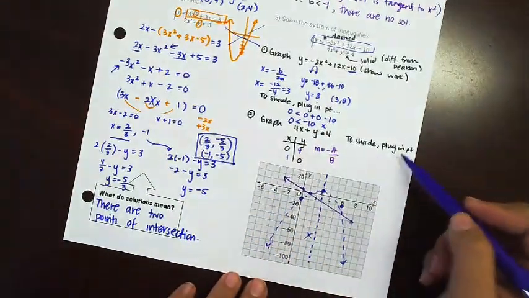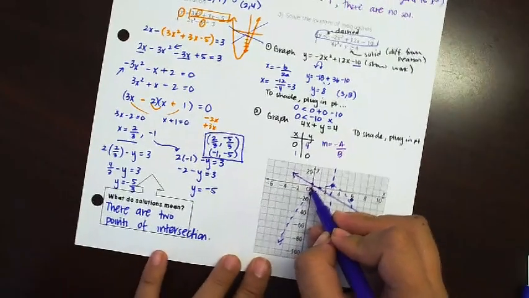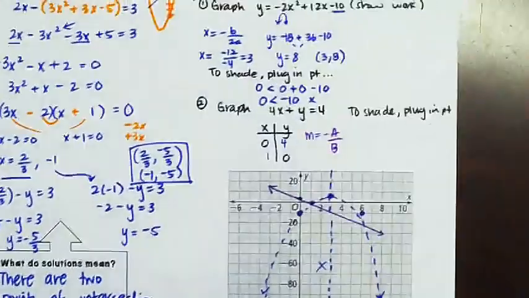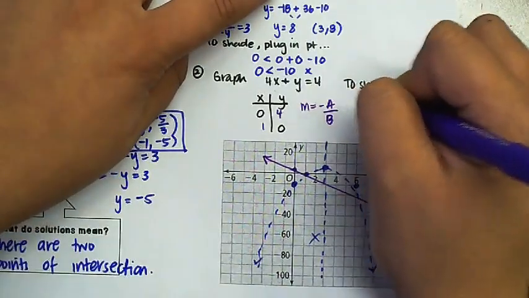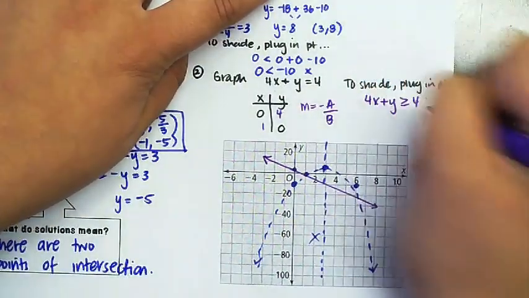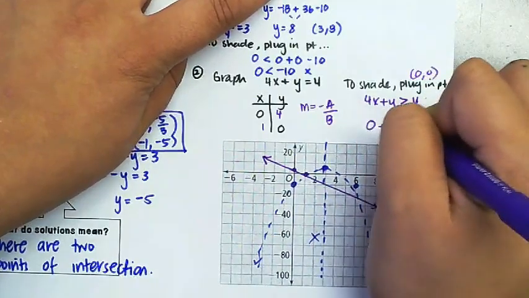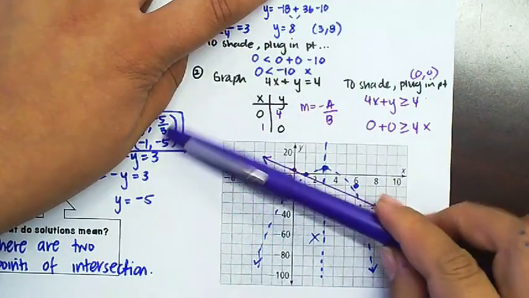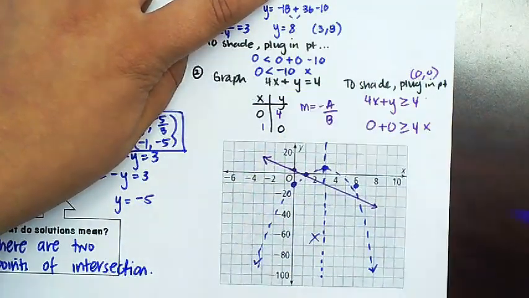Now I need to shade. So to shade, I plug in a point. I also like to plug in (0, 0), which happens to be below the line. If I plug (0, 0) into the original, 4x plus y is greater than or equal to 4, that gives me 0 plus 0 is greater than or equal to 4, which is false. So instead of shading below towards (0, 0), I'm going to shade above.